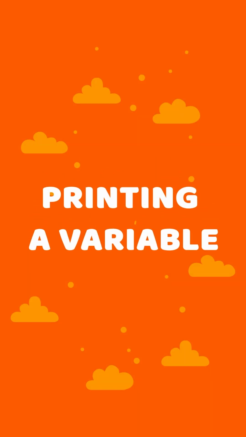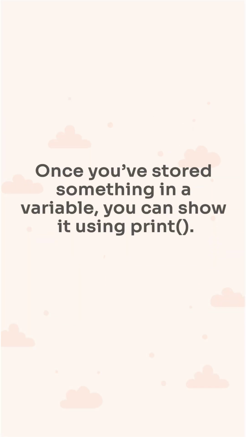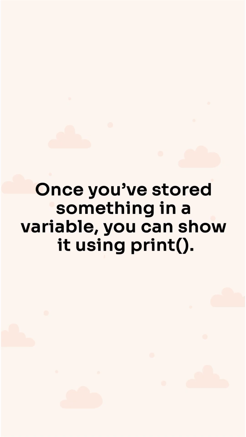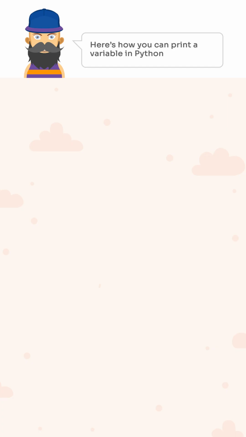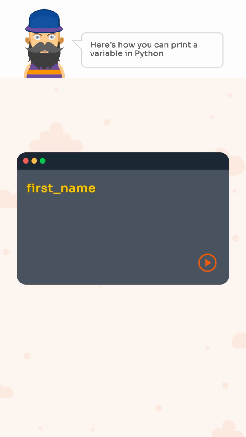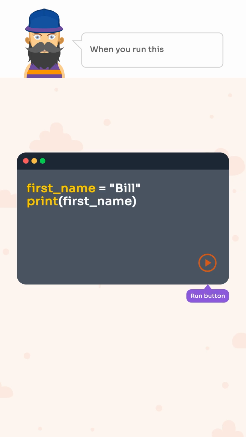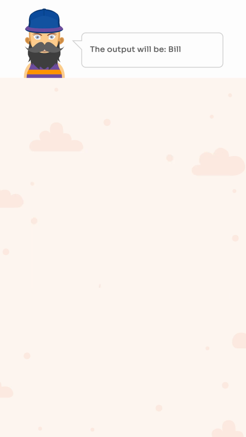Printing a variable. Once you've stored something in a variable, you can show it using print. Here's how you can print a variable in Python. first_name equals Bill. print first_name. When you run this, the output will be Bill.